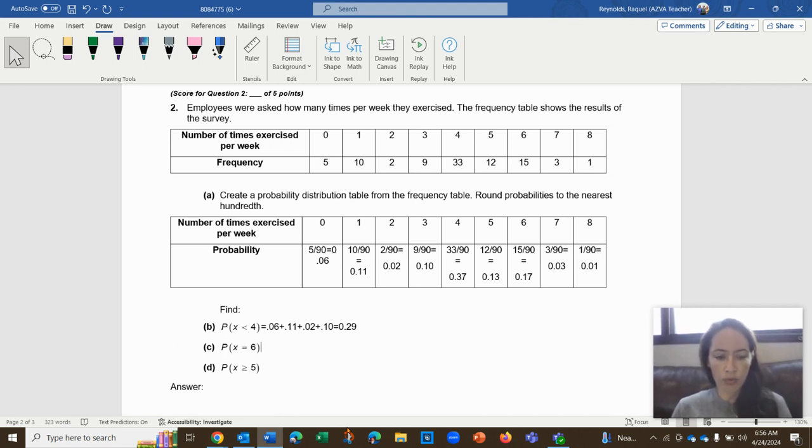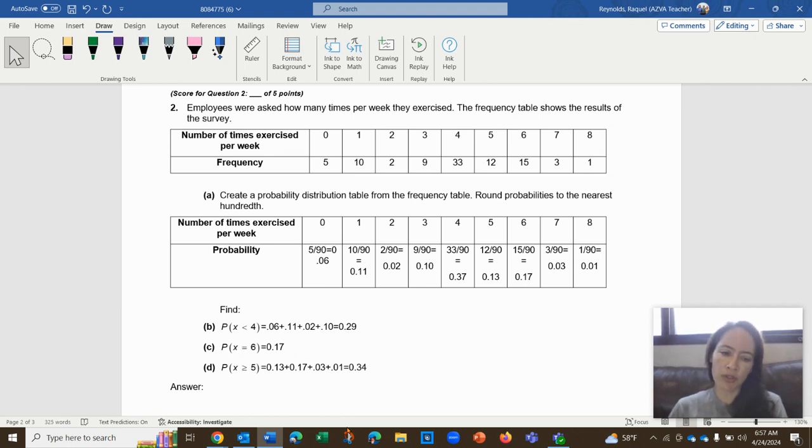All right, the probability that an employee works out exactly 6 times a week, well, just go look at it. Just go find it, 6. 15 out of 90 people work out 6 times a week in that group of employees. The probability that an employee works out 5 times or greater a week is going to be 5 plus 6 plus 7 plus 8. 0.13 plus 0.17 plus 0.03 plus 0.1. 13 plus 17 is 30, 34. 0.34. And there you have it.